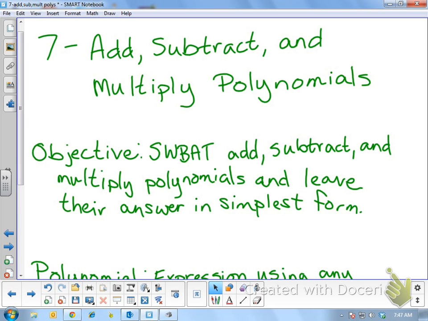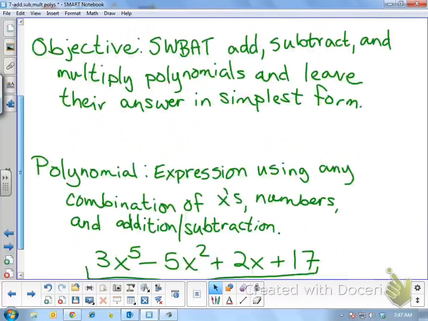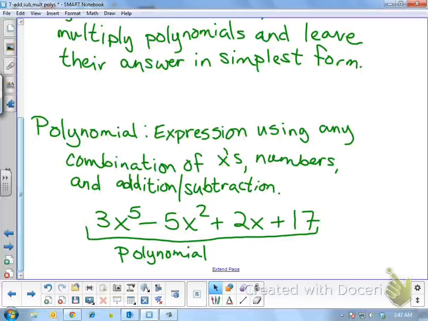So we need to know what a polynomial is if we're going to work with it. Like I said, it's something you've seen before, but you may not have heard this fancy math term for it before. A polynomial is an expression using any combination of x's, numbers, and addition or subtraction. I gave a concrete example, 3x to the 5th minus 5x squared plus 2x plus 17. That is a polynomial.